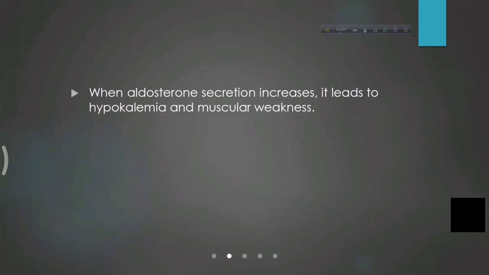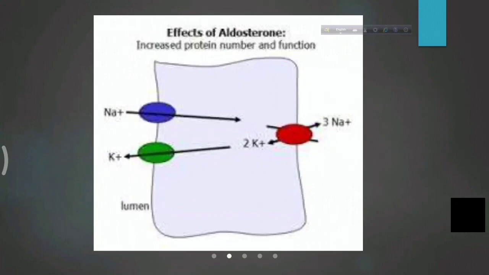On the other hand, when there is increased secretion of aldosterone, it leads to excessive secretion of potassium ions in the renal tubules, leading to hypokalemia. Hypokalemia causes muscle weakness.